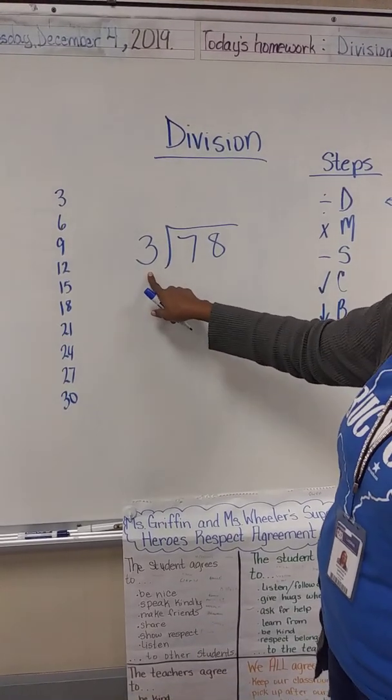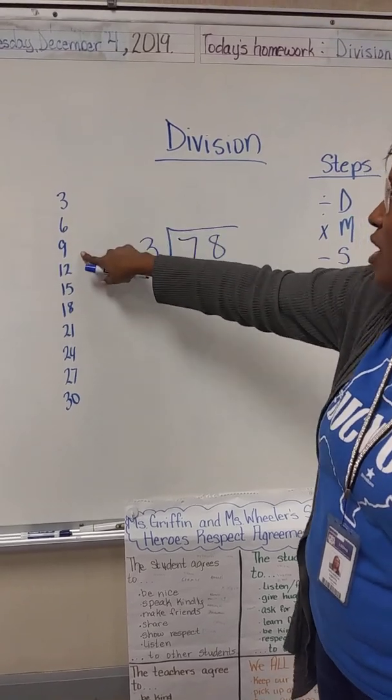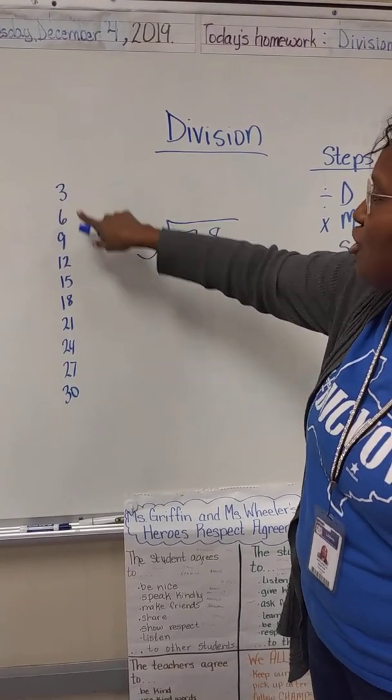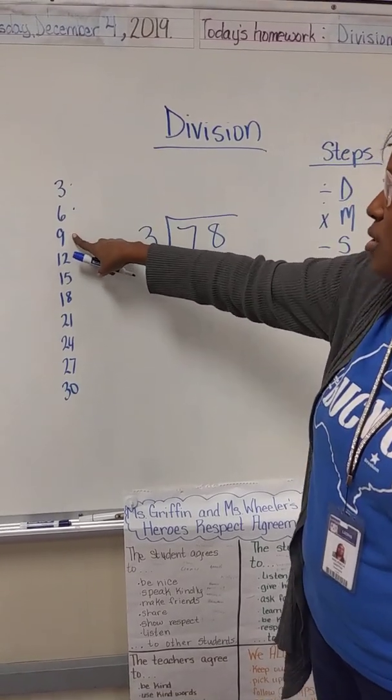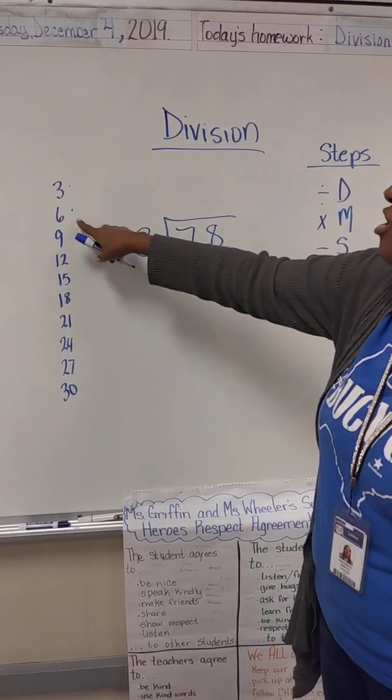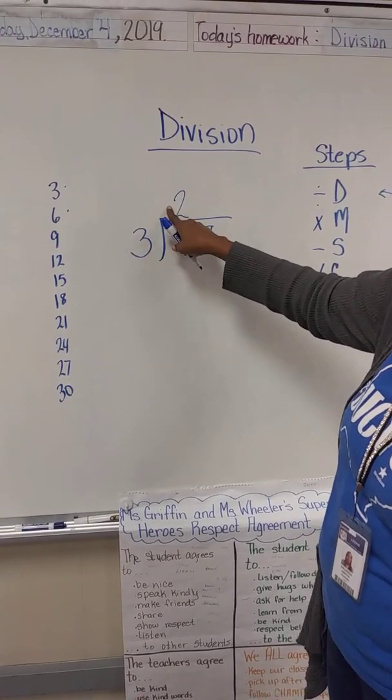So 7 divided by 3. We'll look over here and see if we can find the number 7. We cannot. However, I see that 3 can go into 7 at least 2 times. It cannot go a third time because 9 is greater than 7. So I'm going to put 2. 7 divided by 3 equals 2.